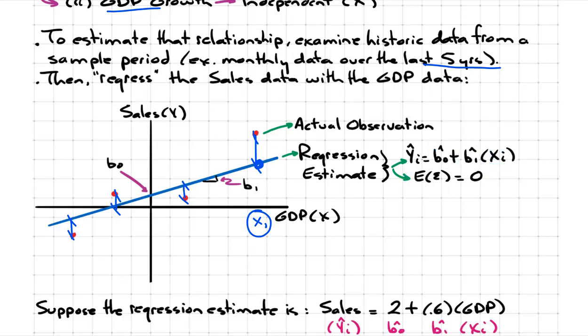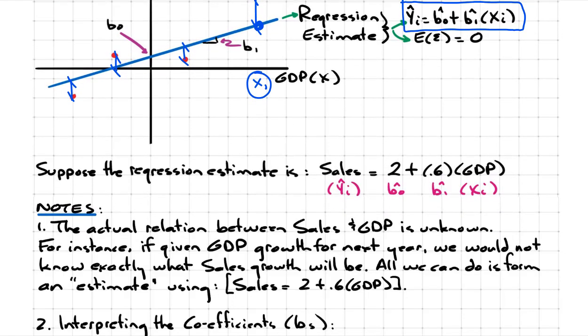So there it is, ladies and gentlemen. This here is your regression equation, which is the exact same thing as the equation of a linear line, which I think we all learned back in grade 7. That's all it is. All right, so let's continue. Suppose that the regression estimate is as follows.